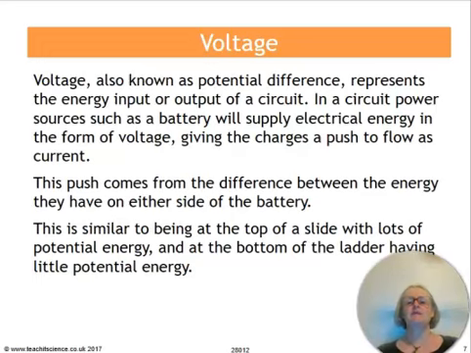Voltage. Voltage is known as potential difference. It represents the energy input or output of a circuit. And in circuits, power sources such as batteries will supply the electrical energy in the form of voltage, which gives the charges a push to flow as current. And this push comes from the difference between the energy they have on either side of the battery, very similar to the idea of having potential energy at the top of the slide, and at the bottom you would have no potential energy left.